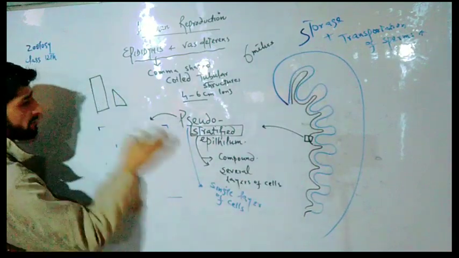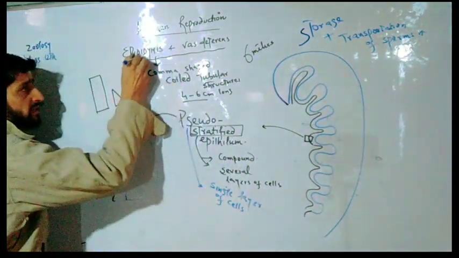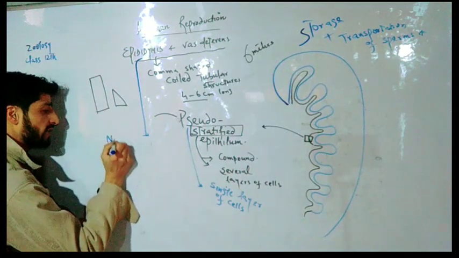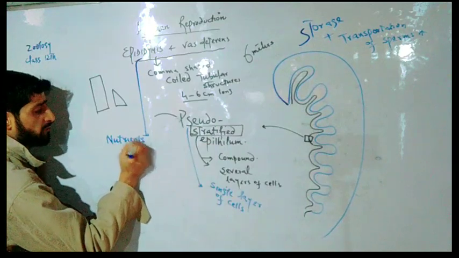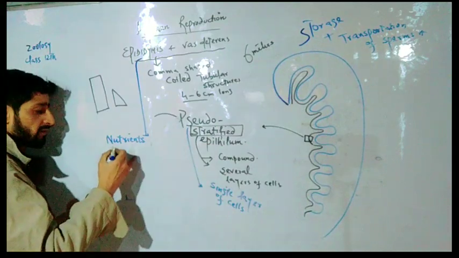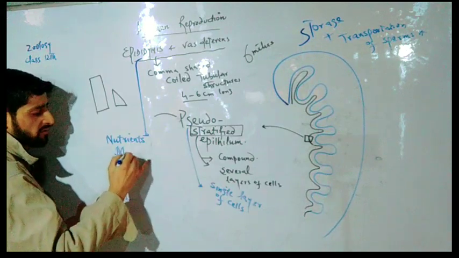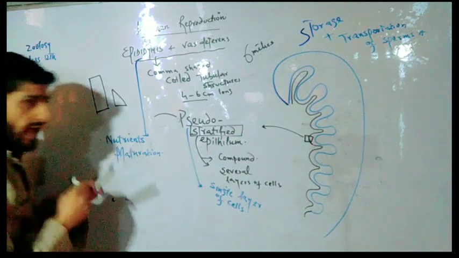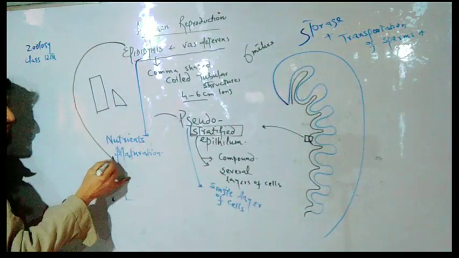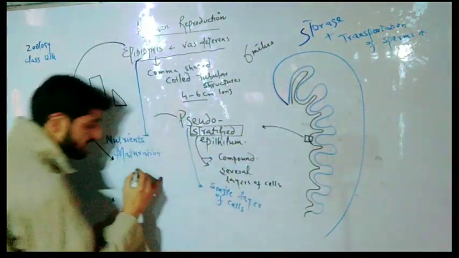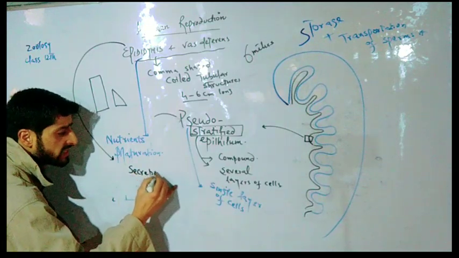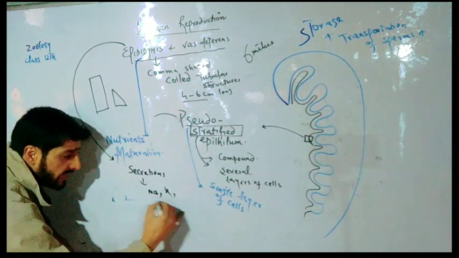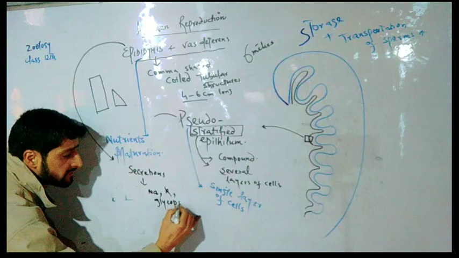This pseudostratified epithelium of epididymis is responsible for production of nutrients, responsible for the survival of sperms, or for the maturation of sperms. What I said is that the wall of epididymis produces secretions. These secretions are rich in sodium. These secretions are rich in potassium. These secretions are rich in glycoproteins.